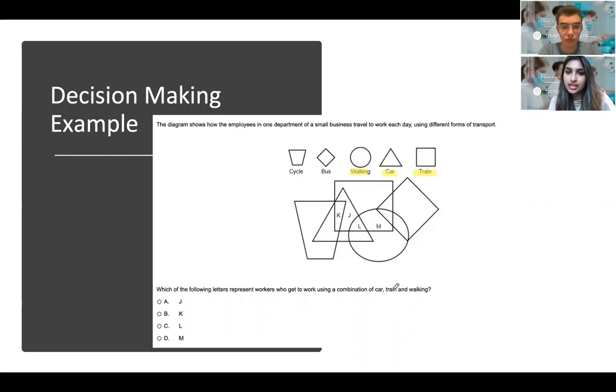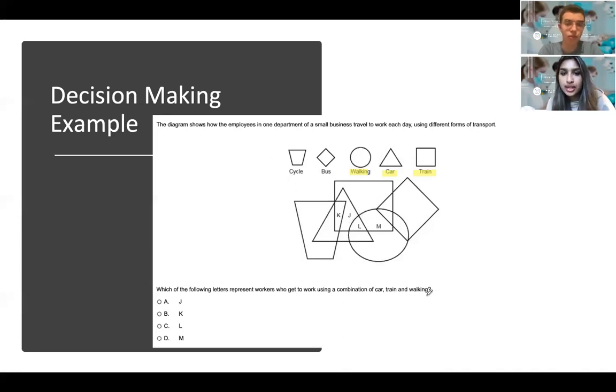Now we'll look at train. Train is the square shape, and train encompasses K, J, and L still. So we can't rule out any other letters right now, because they all use both car and train, since the letters are encompassed within both the triangle and the square.